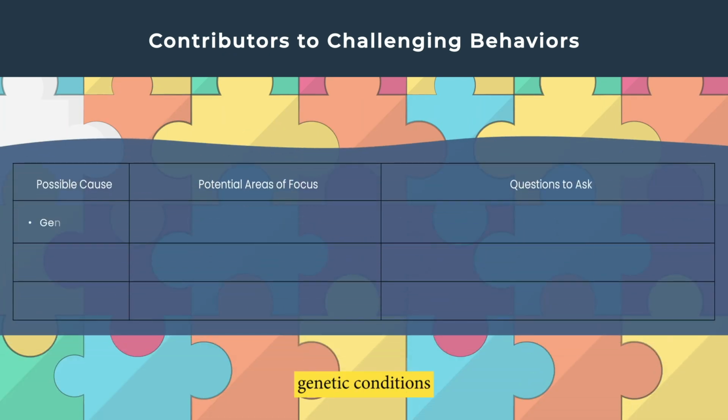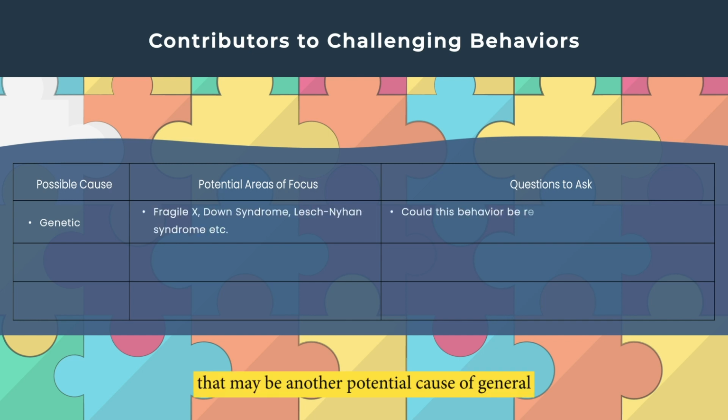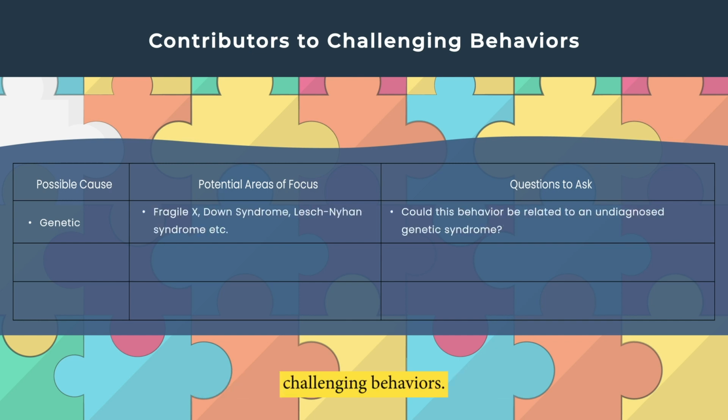Another thing is that genetic conditions may be another potential cause of challenging behaviors. That is, some genetic conditions like Fragile X syndrome, Down syndrome, Lesch-Nyhan syndrome and others can result in challenging behaviors. Therefore, a thorough assessment of the individual's medical and family history, as well as consultation with medical professionals, can help determine if a genetic condition is contributing to the challenging behaviors.